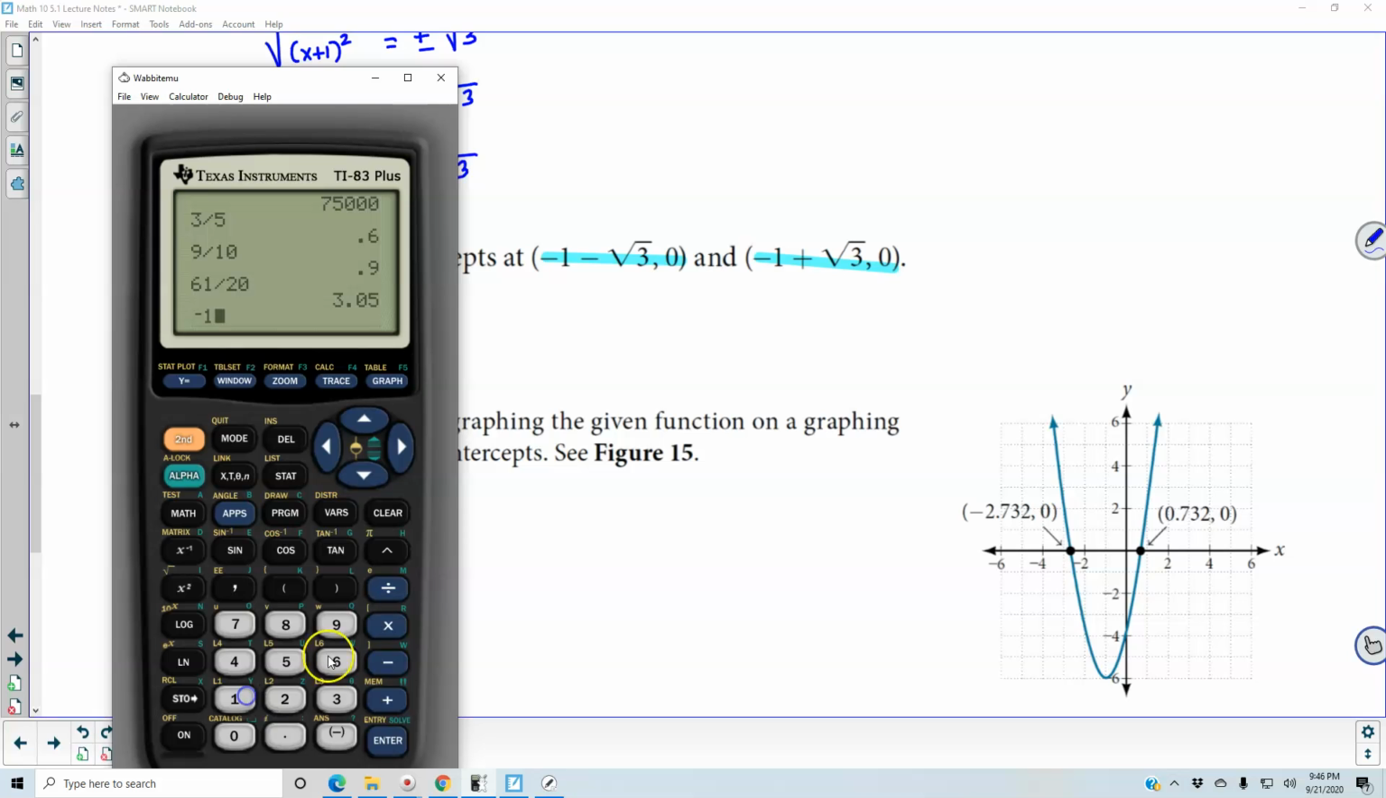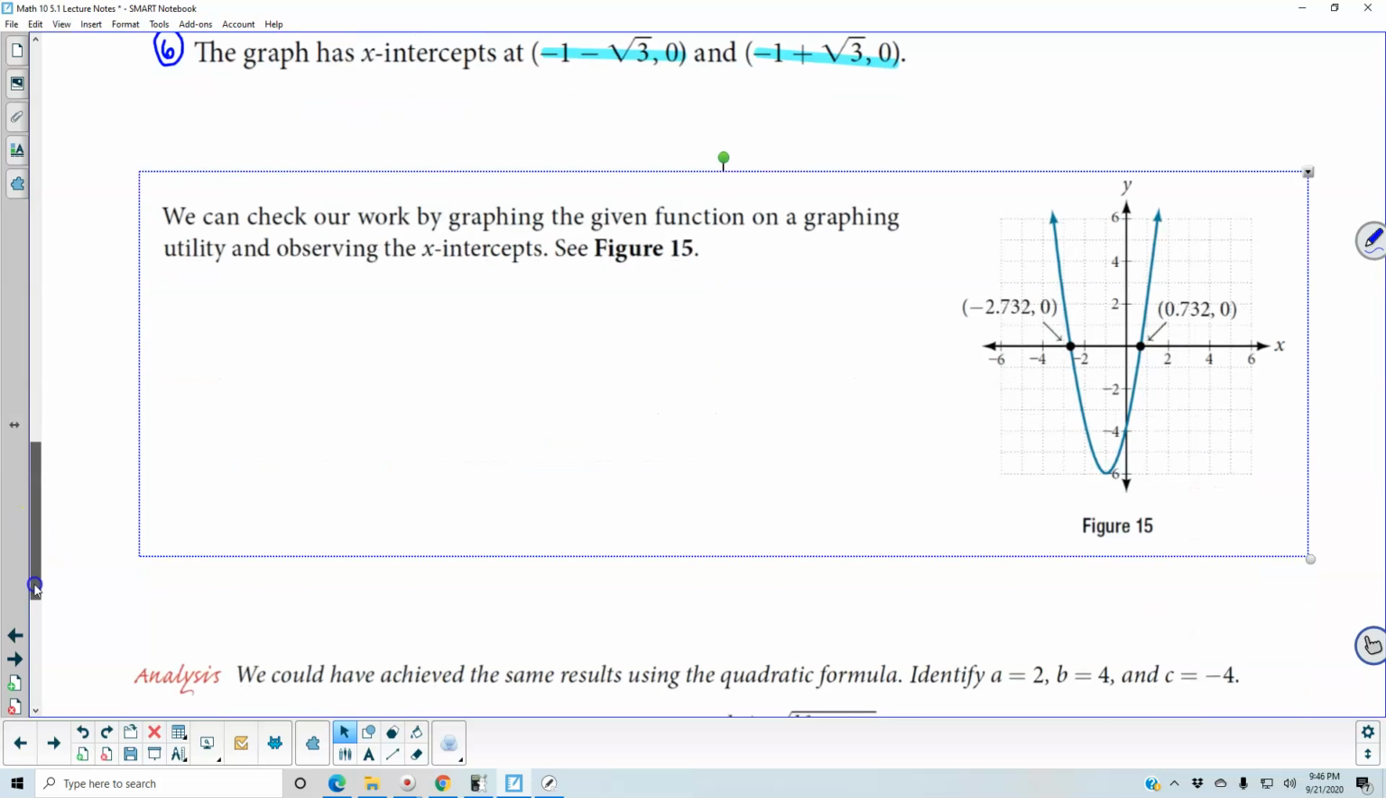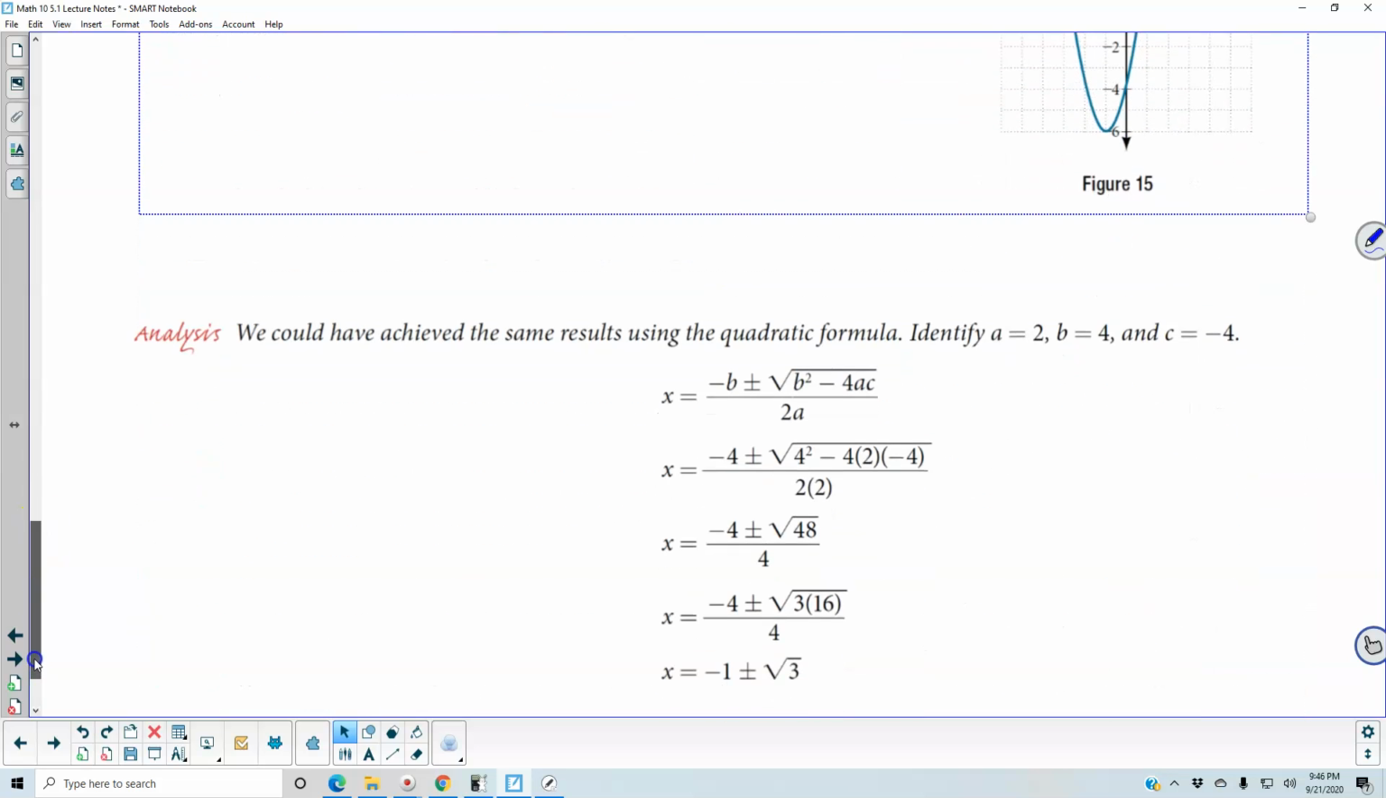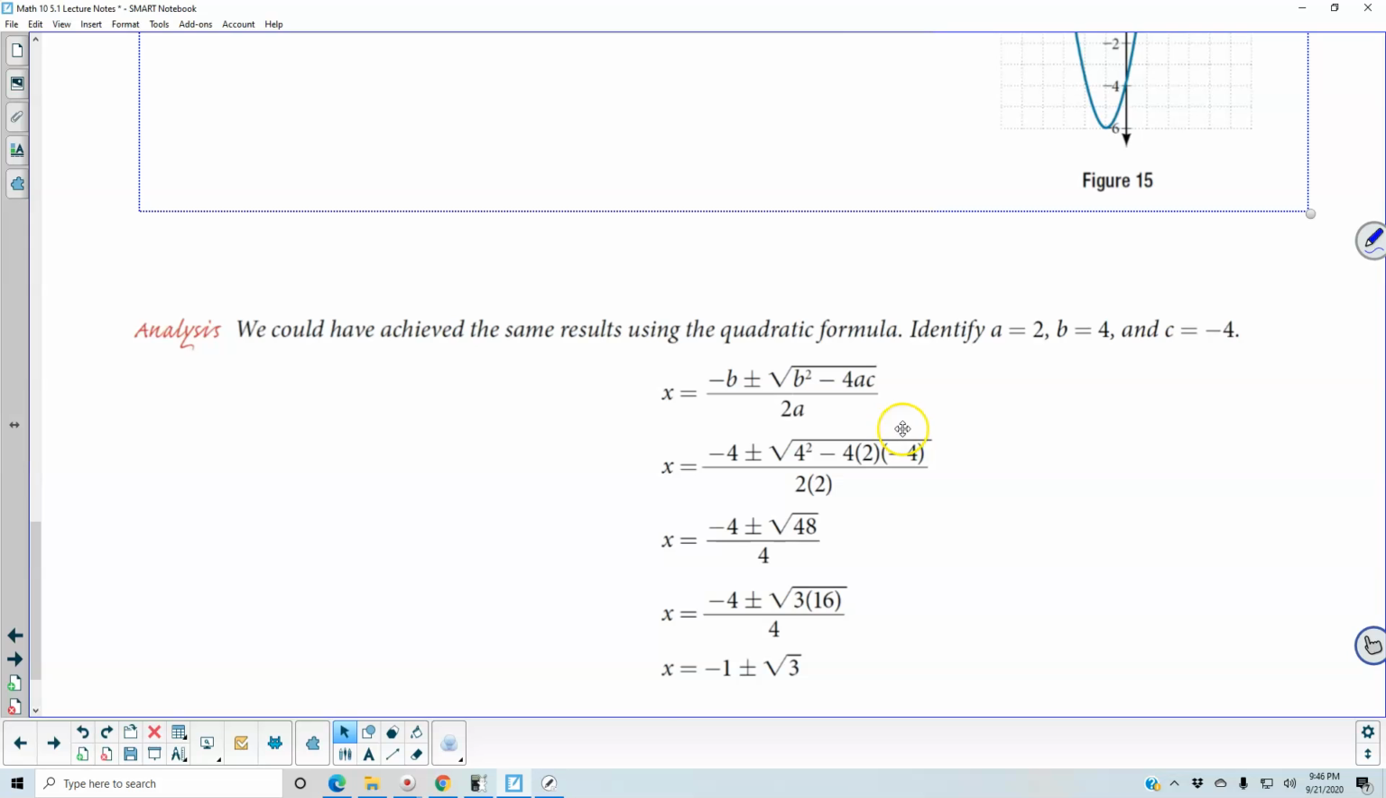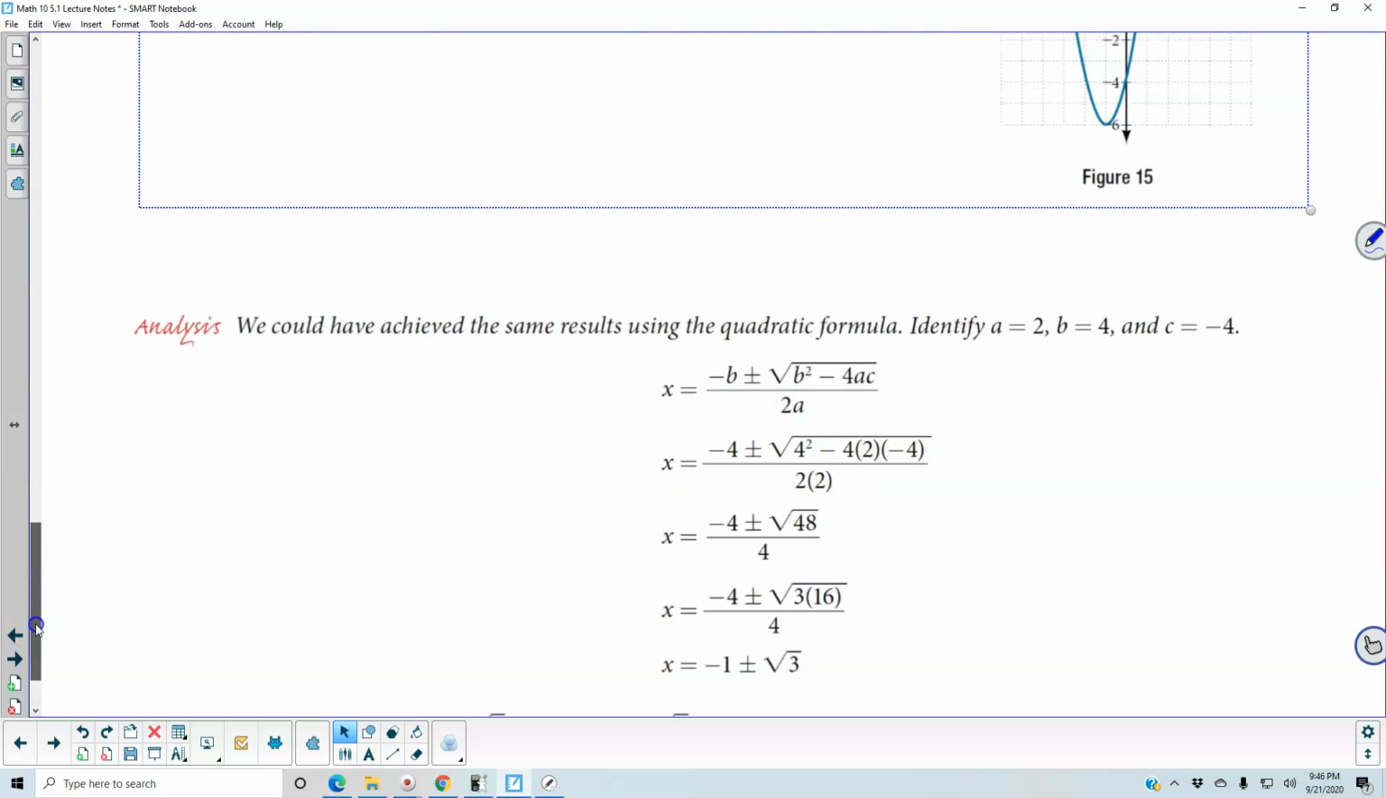So if we take negative 1 and we subtract the square root of 3, then we get negative 2.732 and then 0. And if we take negative 1 and then add the square root of 3, then we're going to get 0.732 and then your 0 for the y value. Now, we could have achieved the same results using the quadratic formula, so that would have given us the same results.